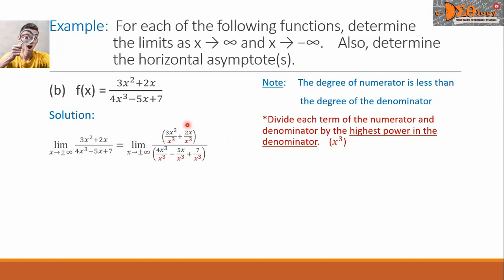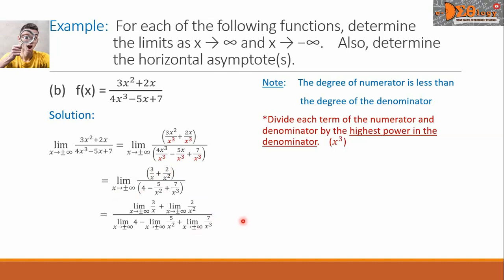So this expression now becomes like this. Simplifying each of the terms, the 3x squared over x cubed now becomes 3 over x, plus 2x over x cubed is now 2 over x squared. In the denominator, this 4x cubed over x cubed now becomes 4, minus 5x over x cubed is now 5 over x squared, plus 7 over x cubed will just be the same. Now, let us take the limit of each of the terms in the numerator and in the denominator. So it becomes like this. Let us simplify each of the limits.